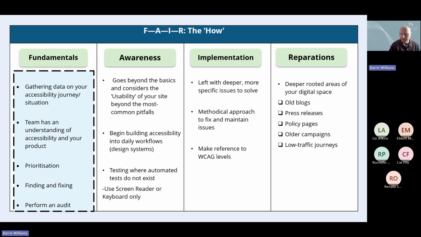This is the nitty gritty now where we get into things. If you are starting off with your accessibility journey, you might want to be thinking about these four levels: the fundamentals, awareness, implementation, and reparations. Now, the best way to look at this is that each one of these will be a massive area and project in itself. So we're not expecting you to jump from the fundamentals to the awareness and then right to the very end within the space of six months or a year.